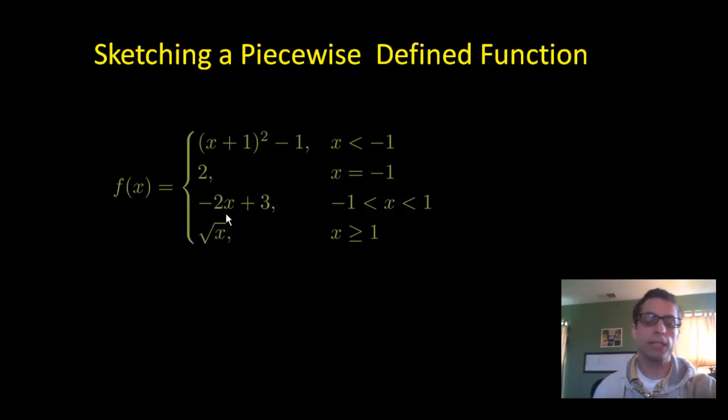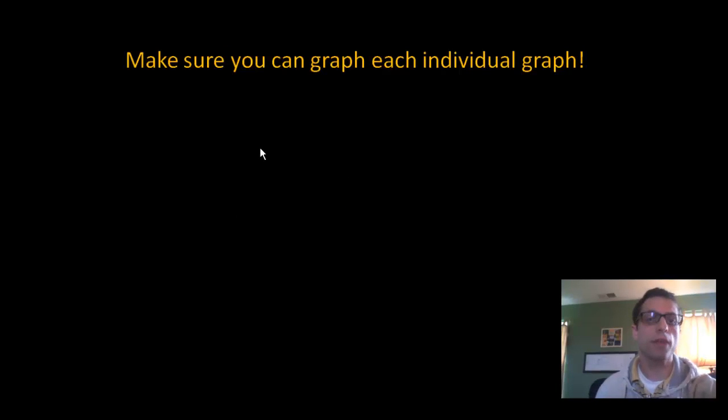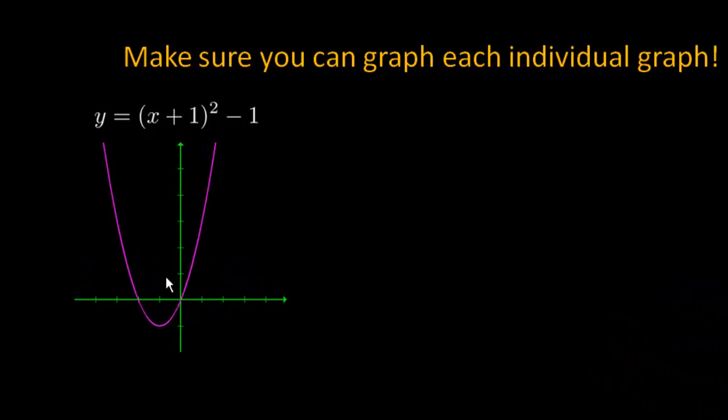Now, before getting started, the number one thing when graphing a piecewise defined function is that you can graph each individual one on its own. So, for example, can you graph (x+1)^2 - 1 on its own? If you do it correctly, you'll find that it looks like this parabola. It's the normal x squared, but it's been shifted to the left 1 and then down 1. And that's how we get this right here.